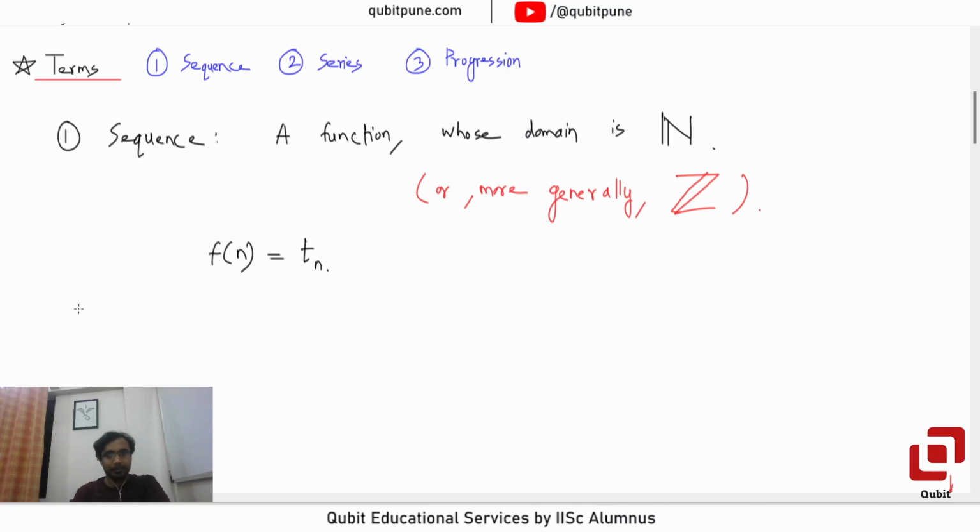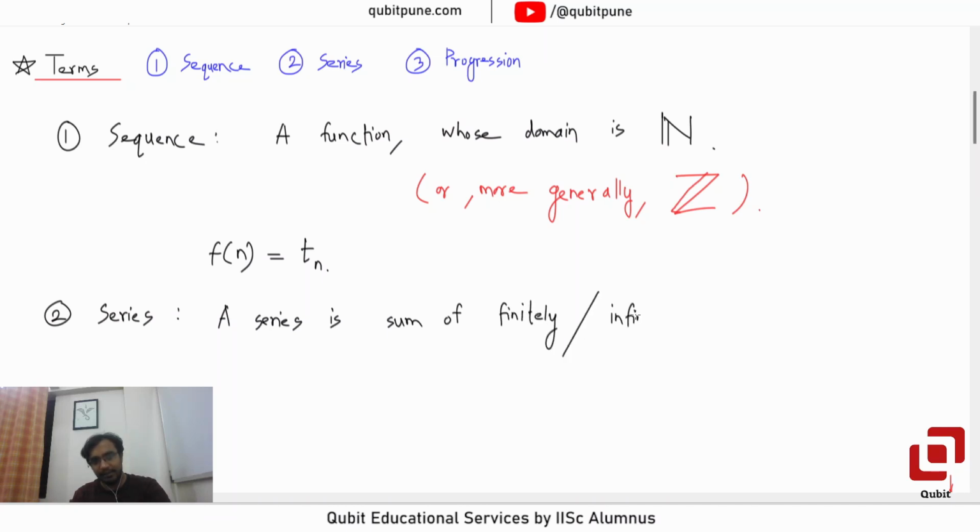Number 2. What is a series? Now this is where the difference between a sequence and a series will become clear. A series is the sum of finitely or infinitely many terms of a sequence.